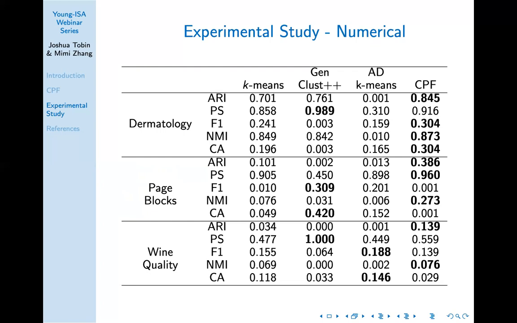The reason for this on some of these data sets is that the outlier detection, the removal of the outliers in the component set process, improves the performance of the clustering method a lot. And the ability to detect non-spherical clusters is another major boon of the CPF method relative to these k-means based procedures.